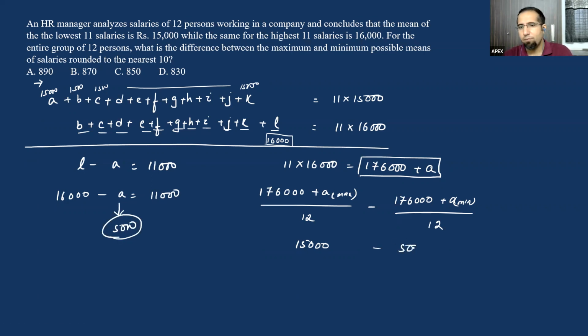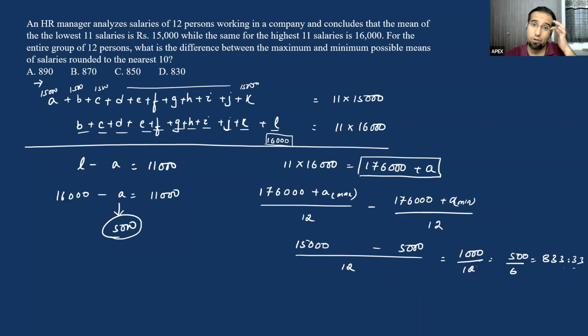So therefore, A minimum will be 5,000, A maximum will be 15,000 divided by 12. We get 1,000 divided by 12. We can write this as 50 by 6. Clear? So 5 by 6 is 83.33%. So this is 500 by 6. So that's 833.33333 should be your value. And the question is nearest to 10, therefore 830 becomes your answer.